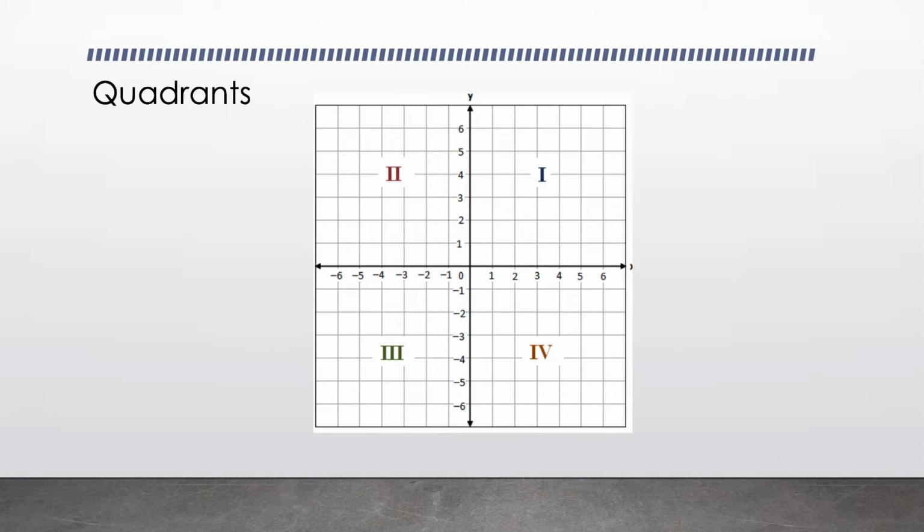So in your notes, very quickly draw a small graph and make a note that the first quadrant is the upper right-hand section of the graph, and then the quadrants go counterclockwise. So this will be the second quadrant, this will be the third quadrant, and this will be the fourth quadrant.